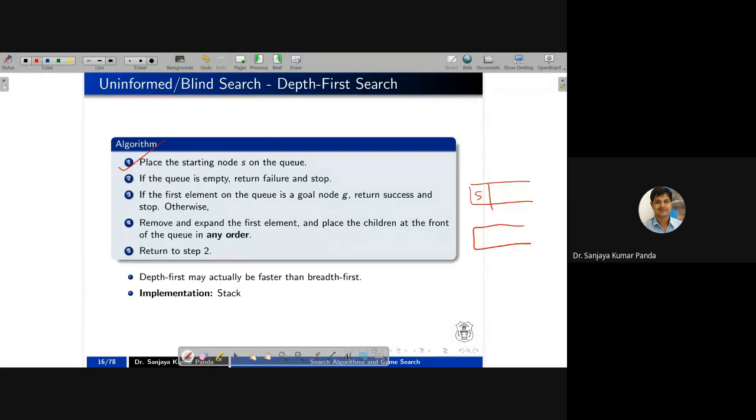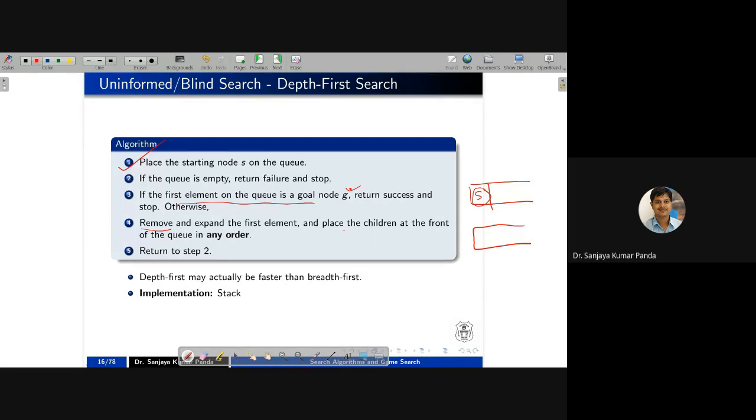But if you find that S is not your goal node, then you have to remove it. If it is your goal node, then it is success. If the first element on the queue is the goal node, you simply declare success. But if it is not a goal node, you have to remove it and expand this particular node.